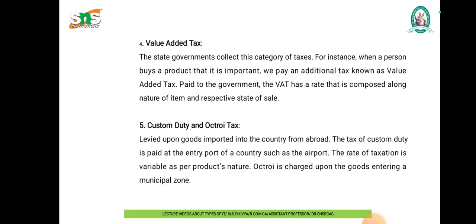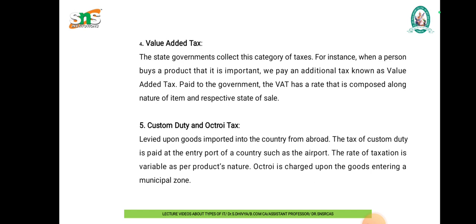Next is value added tax. The state government collects this category of tax. For instance, when a person buys a product that is imported, we pay an additional tax known as value added tax. So this is also submerged. Next, customs duty. It is levied upon goods imported into the country from abroad. The customs duty is paid at the entry port of the country, such as the airport. So the rate of taxation is variable based on the nature of the product.